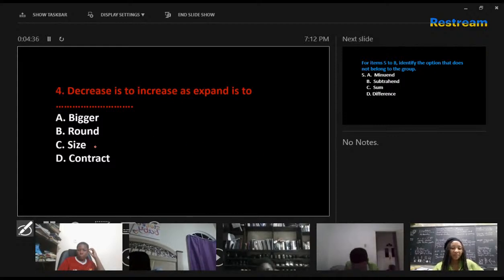And remember, we have to maintain the same pattern, the same relationship that the first two have. We have to maintain the same type of relationship. So we could not have said bigger, because even though expand means to get bigger in a sense, we're not looking for synonyms, because the relationship between decrease and increase is antonym, not synonym.